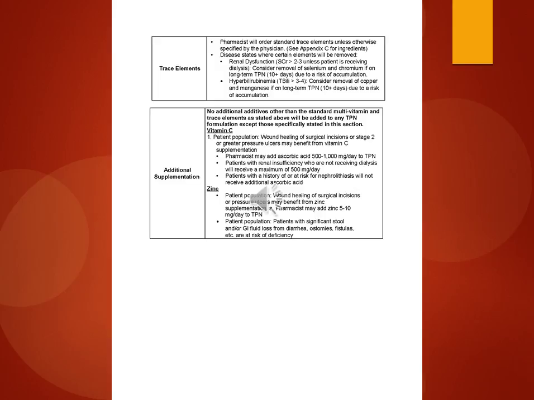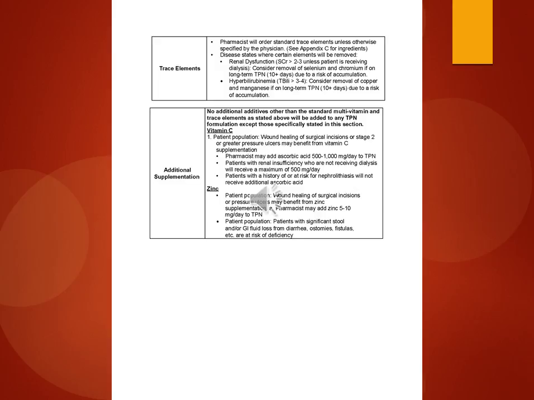Disease states where certain elements will be removed. Renal dysfunction, SCr more than 2 to 3, unless patient is receiving dialysis: consider removal of selenium and chromium if on long-term TPN, 10 plus days, due to risk of accumulation. Hyperbilirubinemia, TBili more than 3 to 4: consider removal of copper and manganese if on long-term TPN, 10 plus days, due to risk of accumulation. Additional supplementation: no additional additives other than the standard multivitamin and trace elements as stated above will be added to any TPN formulation except those specifically stated in this section.